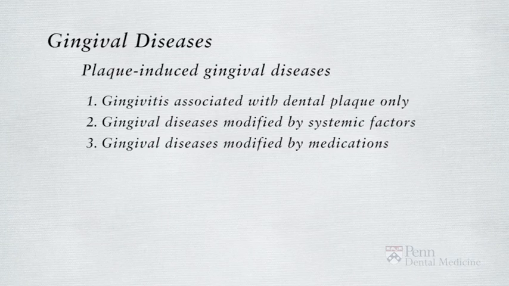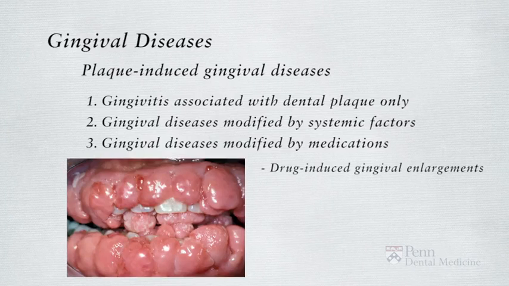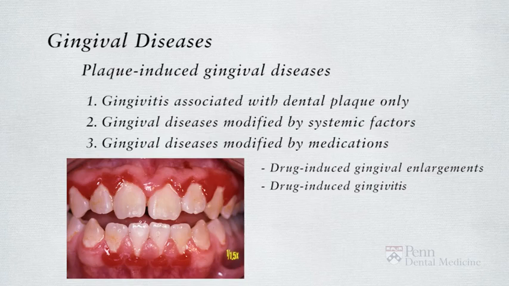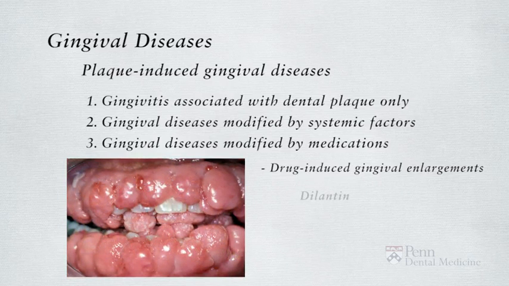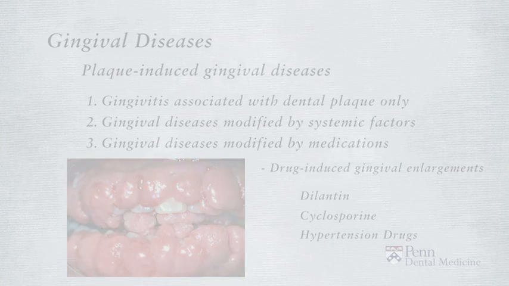Gingival diseases can also be modified by medications. We have drug-induced gingival enlargements and drug-induced gingivitis. There are three classes of drugs that cause such gingival enlargement. The first one is Dilantin, which is used to control seizures. The second one is cyclosporin, which is the anti-rejection drug administered to patients who have organ transplants. The last group of medications are the calcium channel blocking drugs used to control hypertension. They all result in gingival enlargements.